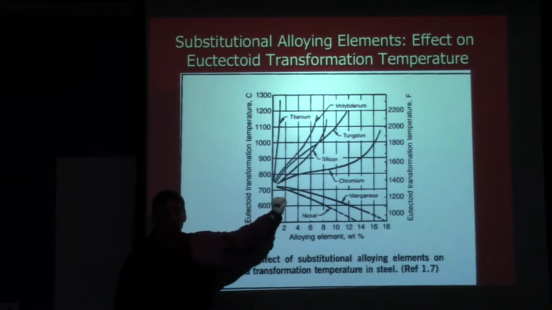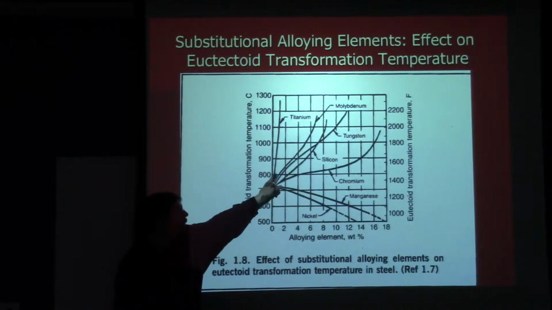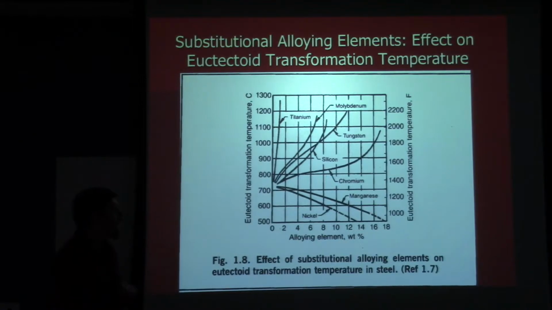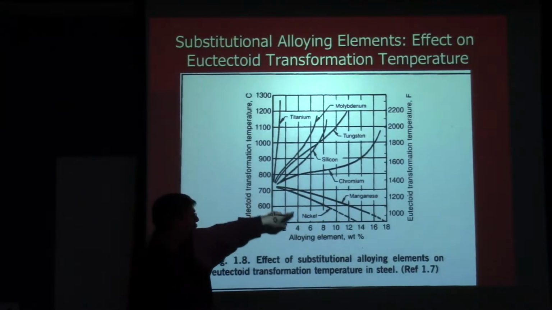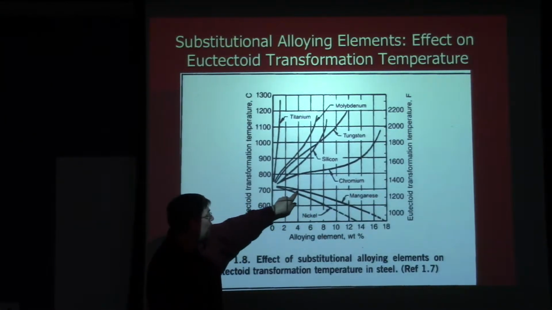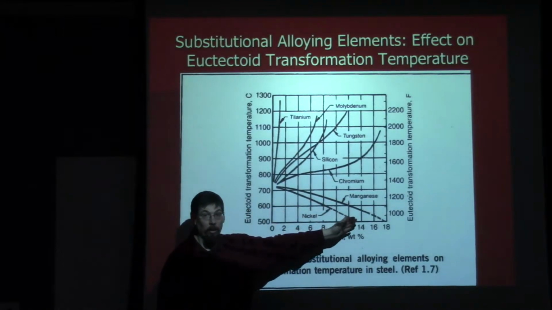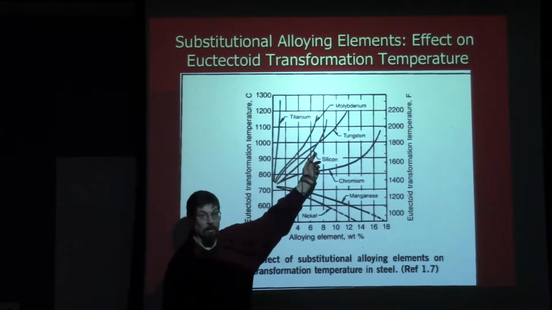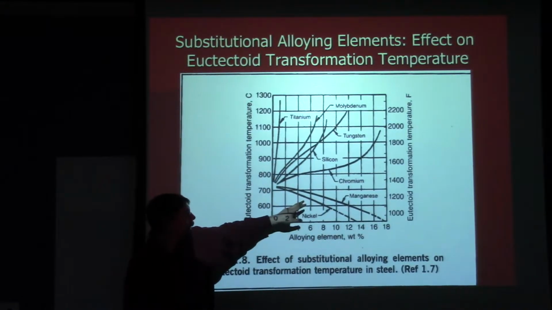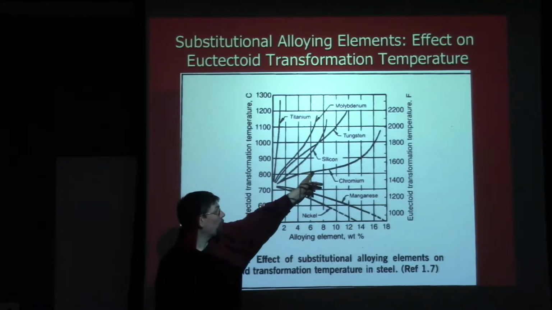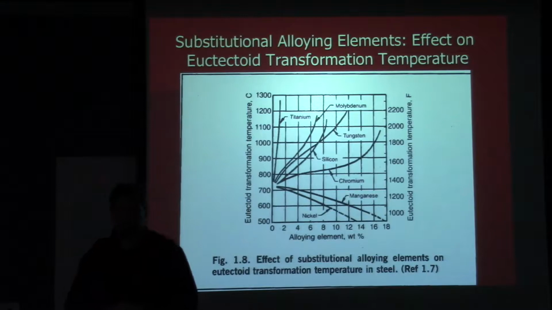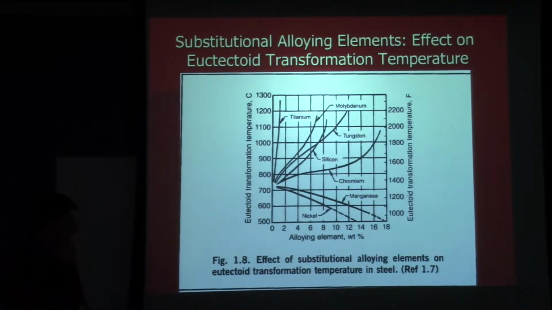Now this diagram is not intended to show you the effect of all of these elements put in all at once together. You follow the line for a single element and see what happens. But what we can see is that a couple of these elements, nickel and manganese in particular, tend to lower the eutectoid temperature, while most of the others raise it. So if I have both in combination, let's say nickel and chrome together, they have a counteracting effect on one another, right?